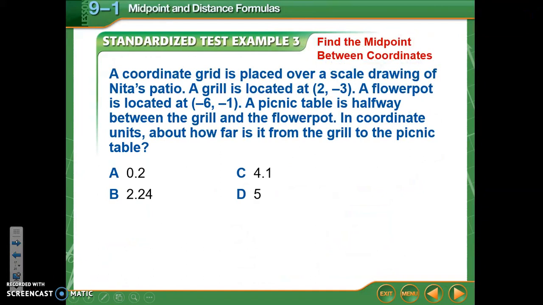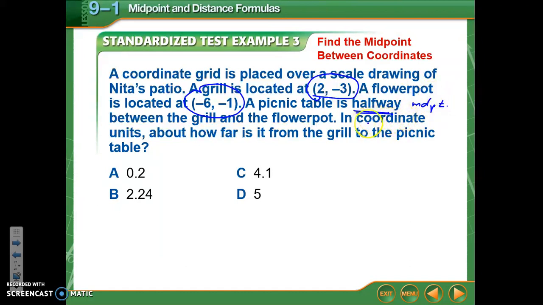All right, example 3, and this is the last example actually for this section. It's a pretty short section. In this example, we use midpoint and distance together in the same problem. So it says, a coordinate grid is placed over a drawing of Nita's patio. The grill is located at 2, -3, so that's going to be important. A flower pot is located at -6, -1, and a picnic table is halfway, that should automatically make you think midpoint, halfway between the grill and the flower pot.